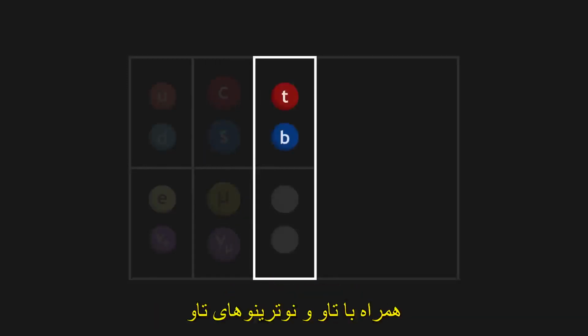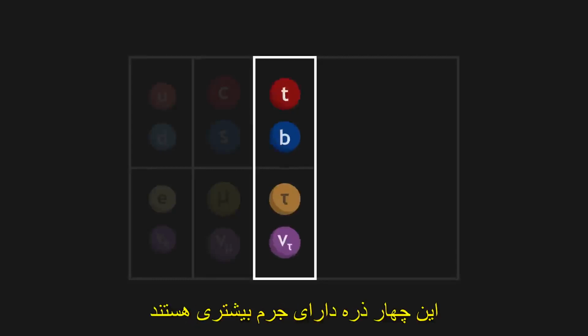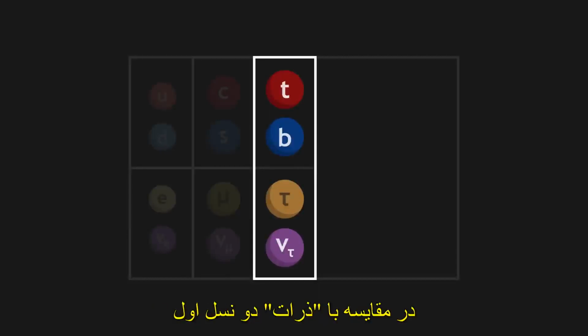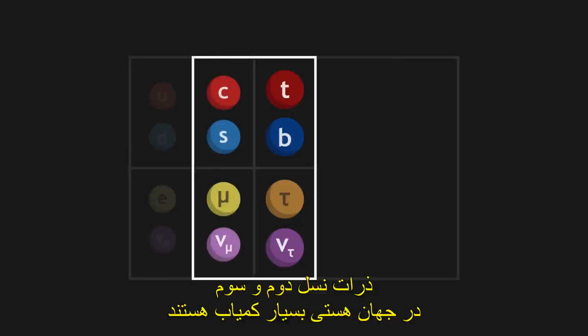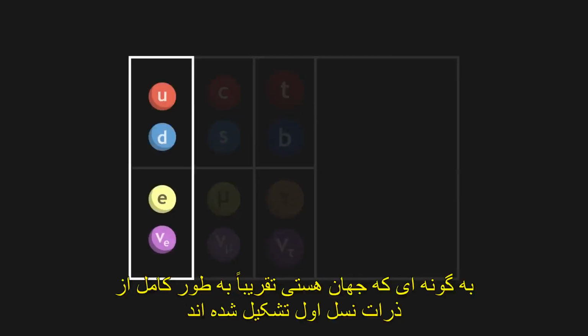The second generation of matter is made up of charm and strange quarks, along with muons and muon neutrinos. These four particles have a mass that is greater than those of the first generation. Finally, the third generation is made up of top and bottom quarks, along with tau and tau neutrinos. These four particles are more massive yet compared to the two first generations. The particles of the second and third generation are very rare in the universe, which is almost entirely made up of first generation particles.